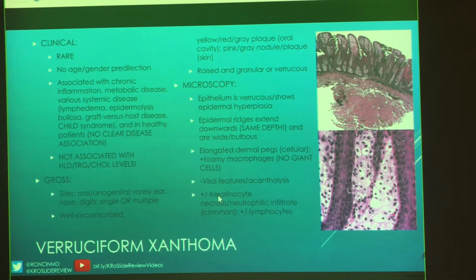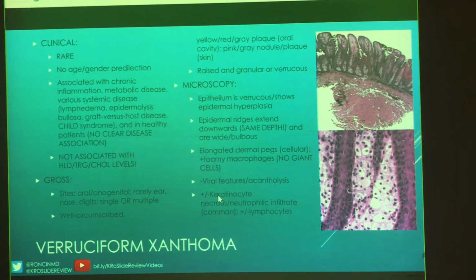We kind of went over most of this, so your epithelium is going to look very verrucous, and it's going to show a lot of epidermal hyperplasia. That's that acanthosis that we were talking about. Your ridges are going to extend downward, but to the same depth, so you're not going to have irregularity in your epidermal ridges, but you will notice that they are rather wide, rather bulbous. Again, with this case, it's a little difficult to tell, and that's because of the tangential sectioning, but you can still tell that things aren't normal. This is not the normal appearance.